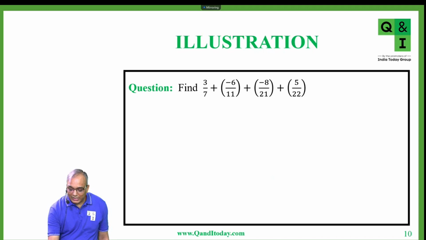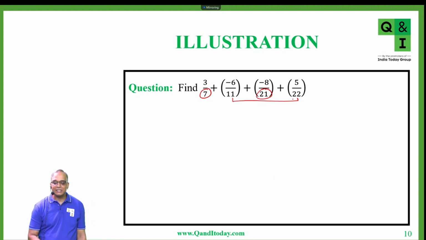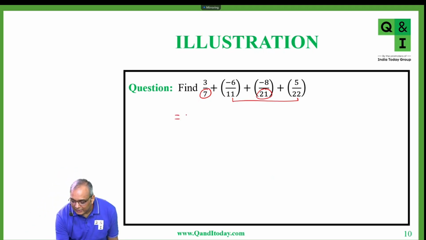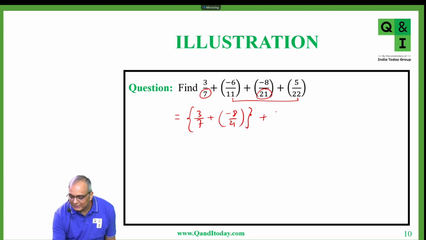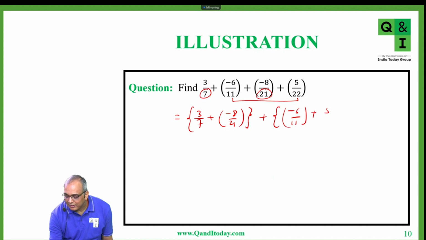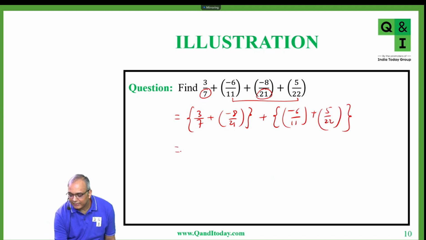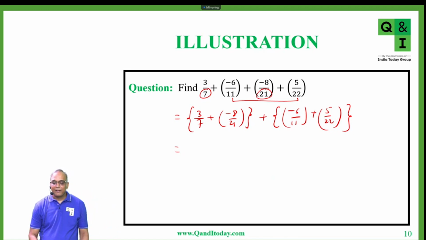Now we know that finding the LCM of 7 and 21 is easier. Similarly, finding the LCM of 11 and 22 is easier. So let us bring them together. So 3 by 7 plus minus 8 by 21, this is one pair, plus minus 6 by 11 plus 5 by 22. We'll make this another pair. Clear? Why have we done that?